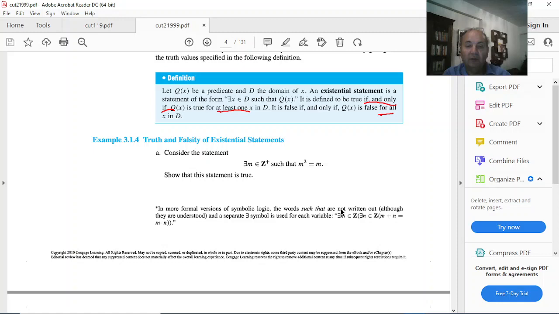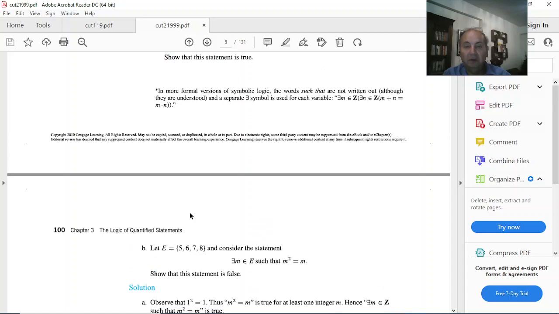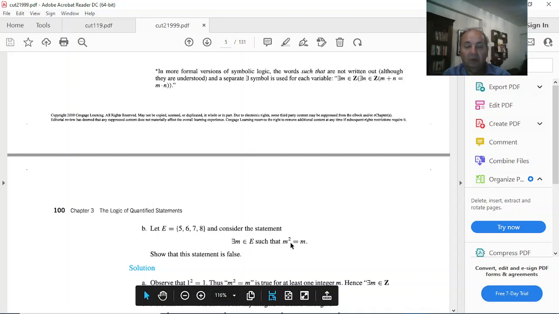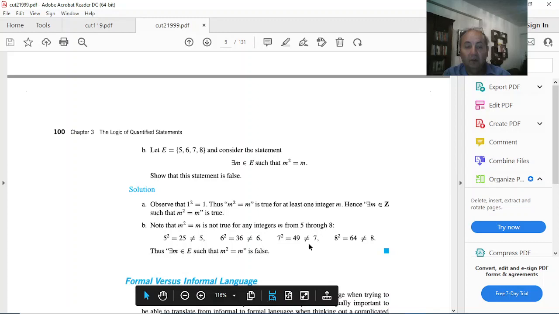Consider m squared is equal to m. Take the domain for this conjecture to be 5, 6, 7, 8. Alright, let's check it out. When you square it, no one is equal to its square, right? But it is only true for Z plus.